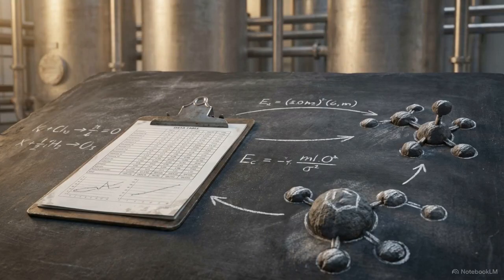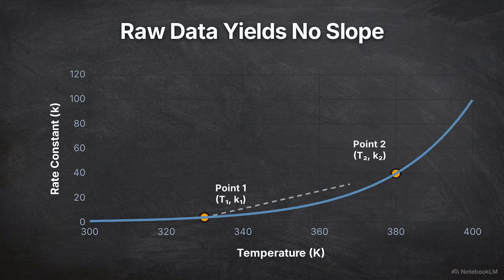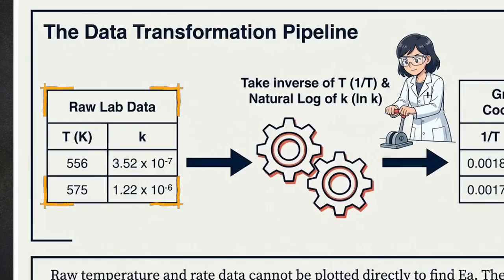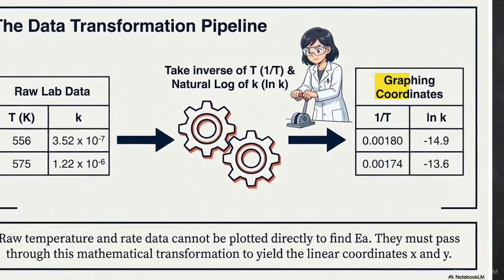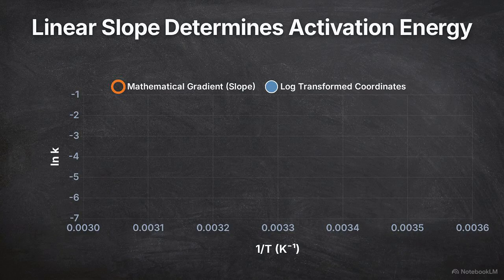If we have the rate constants for a reaction at 2 different temperatures, we can determine the activation energy. Raw temperature and rate values do not form a straight line and cannot provide a slope. The data must pass through the pipeline shown here. We convert temperature into its inverse and calculate the natural log of the rate constants to generate linear graphing coordinates. Once transformed, these coordinates are plotted onto a grid to establish the slope.